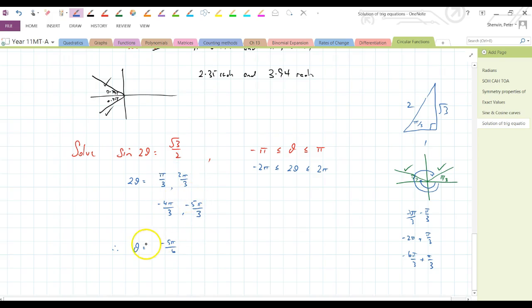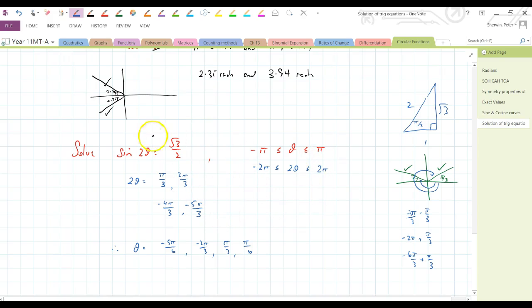These are all my 2 theta solutions. I need to divide by 2. So that's my smallest solution. Minus 4 pi on 3, I'm going to divide that one by 2, which is minus 2 pi on 3. I'm going to divide this one by 2, which is pi on 3. I'm going to divide this one by 2, which is pi on 6. Actually, those two need to switch places if I am going to go in ascending order. But they're my 4 solutions. They all fit between minus pi and pi.